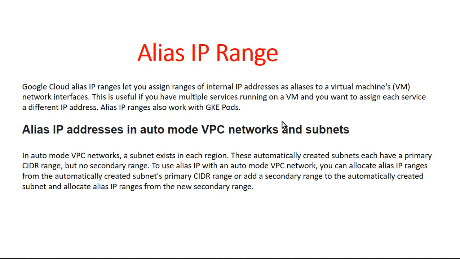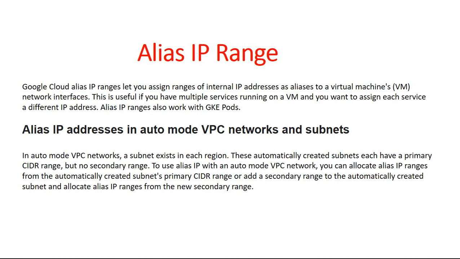Hello everyone. The agenda of today's session is to know about the Alias IP and what the benefits of Alias IP are, how we can use it and where we can use it. So first of all, the Google Cloud Alias IP range lets you assign a range of internal IP addresses as aliases to a virtual machine network interface.